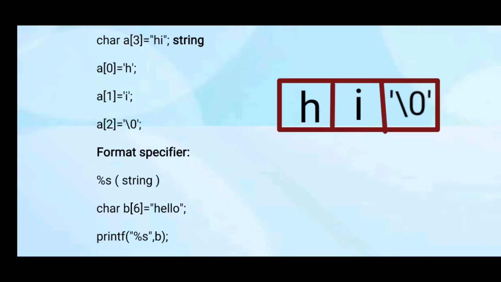Here, char a[3] = "hi". Here the size of the string is 3. Here 2 bytes are for hi and the extra 1 byte is for the null character. Here each character in the string will be allocated in continuous memory locations like an array.